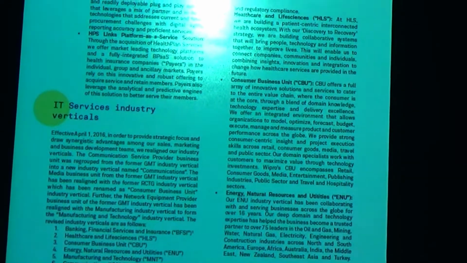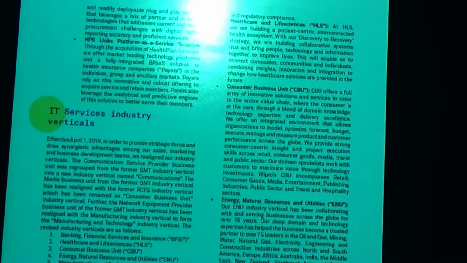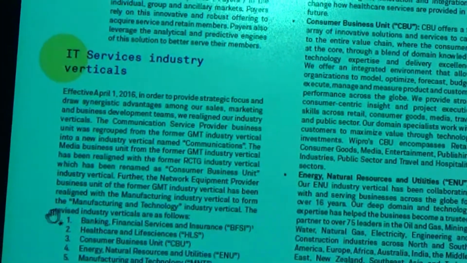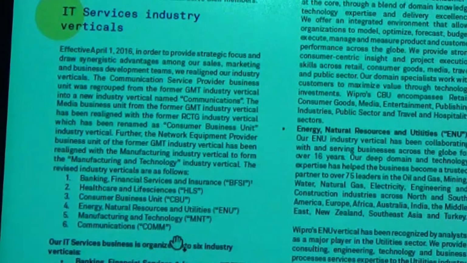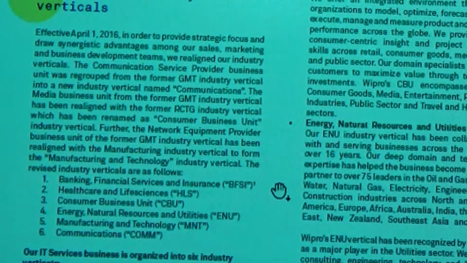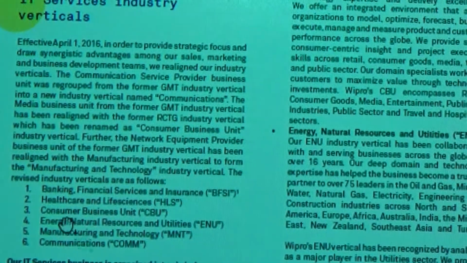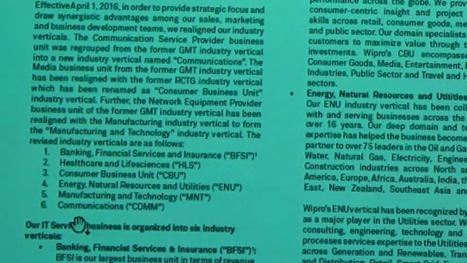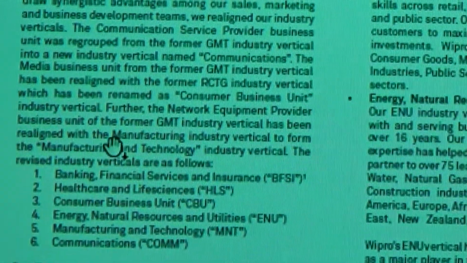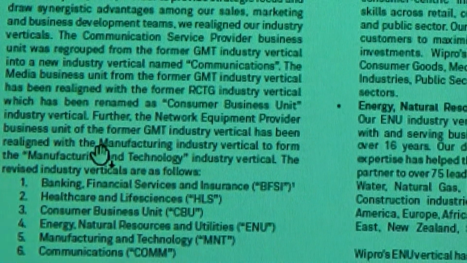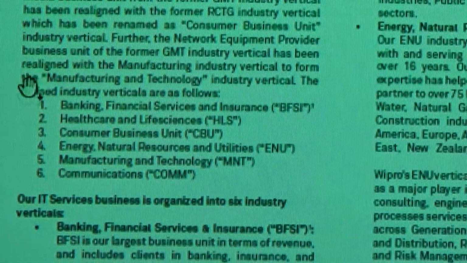So you can keep on going through the details of the entire IT industry verticals and which verticals they are serving. That's very important again. Since this is an IT company, it's very important to see which kinds of sectors they are serving. This gives the six areas of business they are following: banking and financial services, healthcare, consumer units, energy, manufacturing, technology, communication. So Wipro is providing its services in these areas.